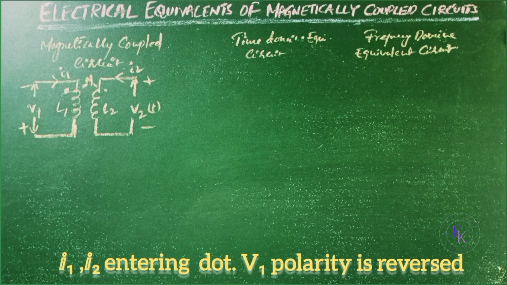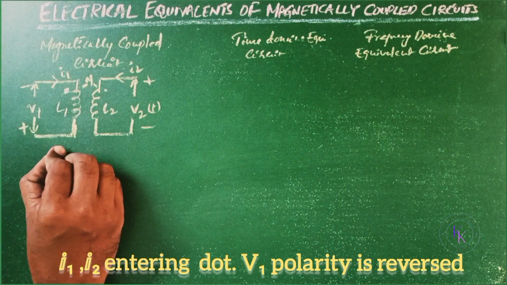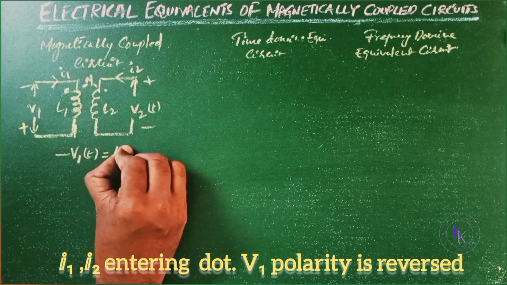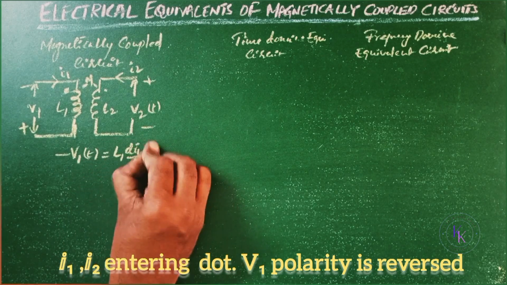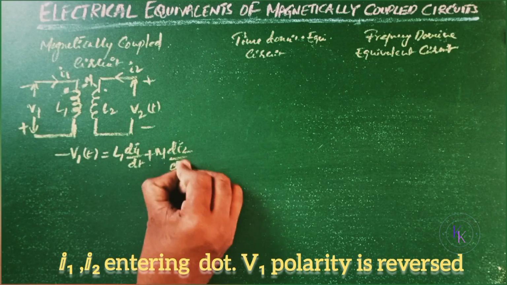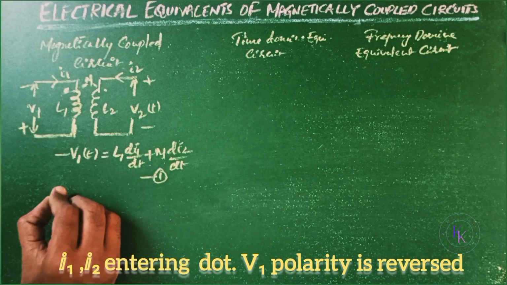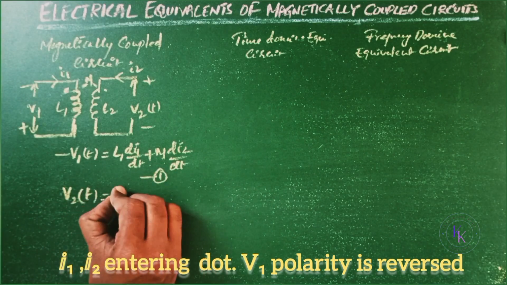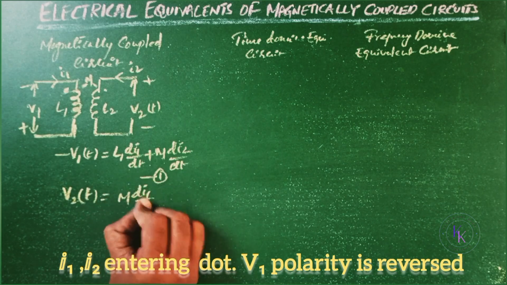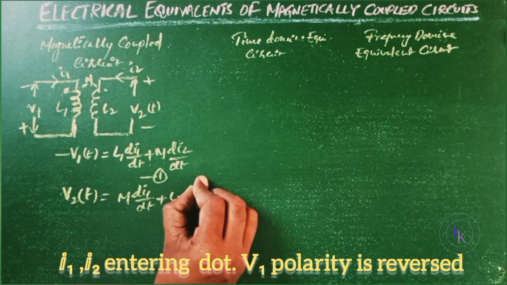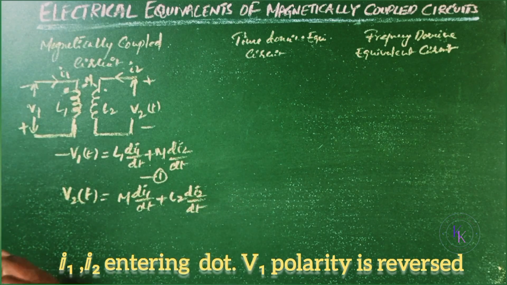Now consider another magnetically coupled circuit where both the currents I1 and I2 are entering the dotted ends. Thus, the mutual flux term in both the equations is positive. From the dot convention, the polarity of V1 is reversed. Let us write the KVL equations. Minus V1 of t equals L1 di1 by dt plus M di2 by dt. This is equation number 1. Then equation number 2, V2 of t equals M di1 by dt plus L2 di2 by dt. These are the mesh equations in time domain.